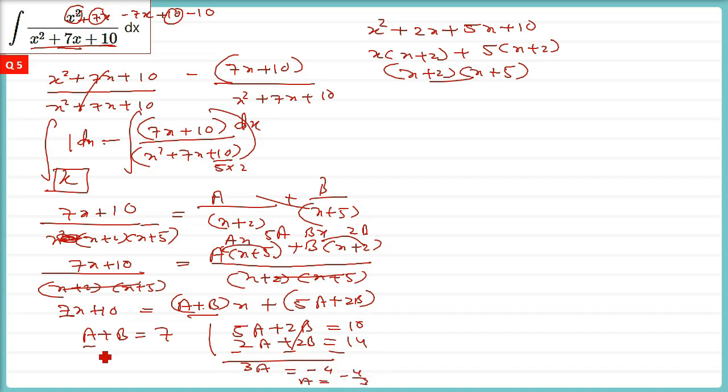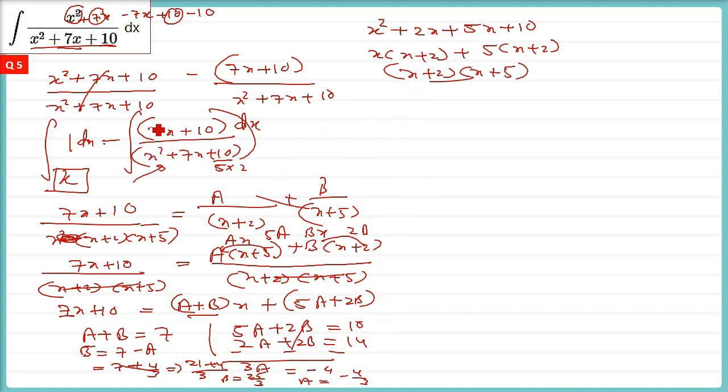When you put this in the first equation, b will be equal to 7 minus a, which is 7 minus of minus 4 by 3, that is 7 plus 4 by 3. So 7 3s are 21, 21 plus 4 is 25, 25 by 3 it will be. So b became 25 by 3, a we found to be negative 4 by 3.